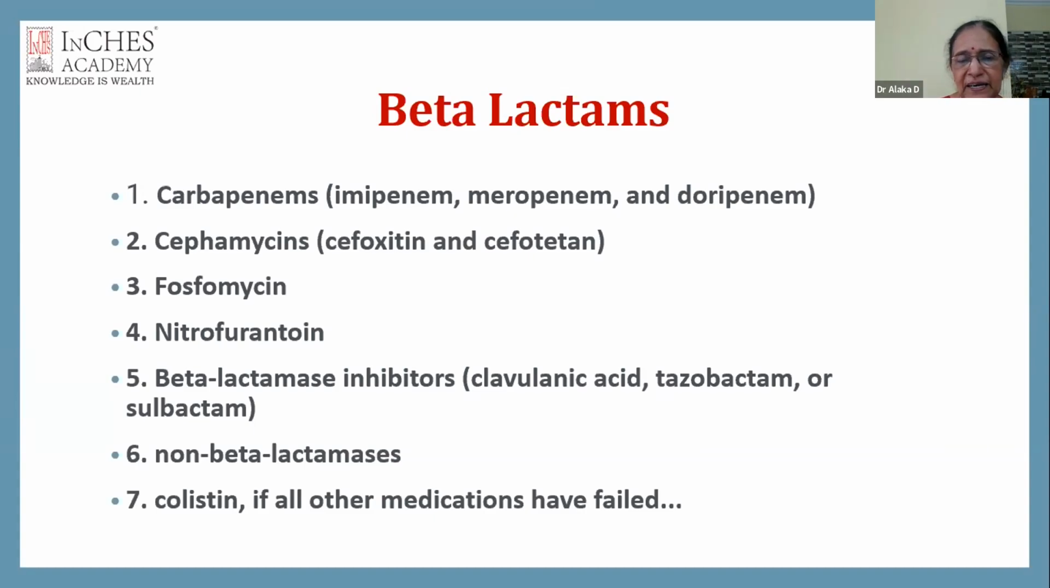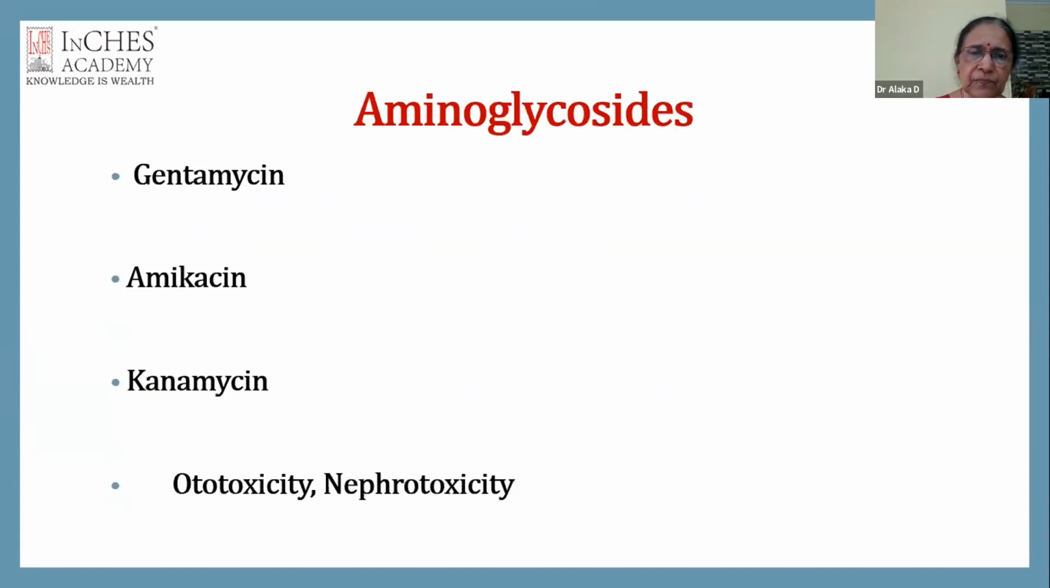If all other medications have failed, then we have something left with us, and that is colistin. And then there is another group, that is aminoglycosides. These are gentamicin, amikacin, kanamycin. Wonderful drugs. They are very effective against E. coli, particularly Pseudomonas, gram-negative bacilli, and gram-negative sepsis. So we keep them again reserved.